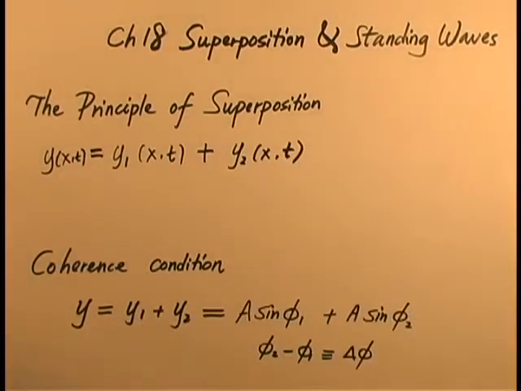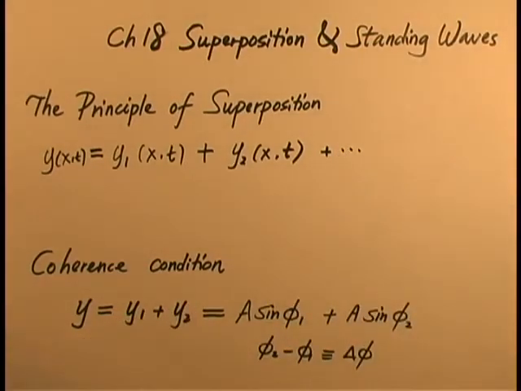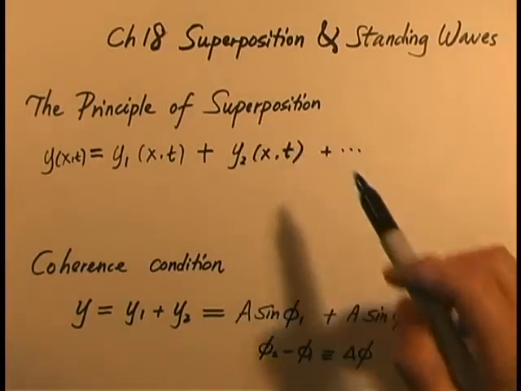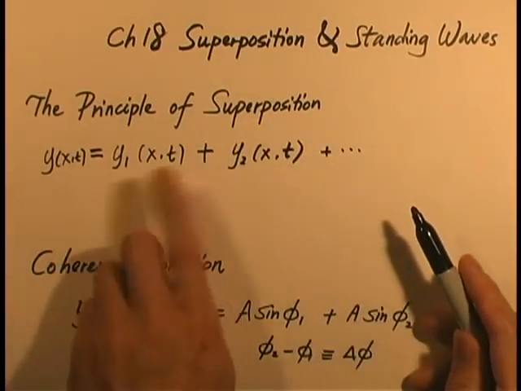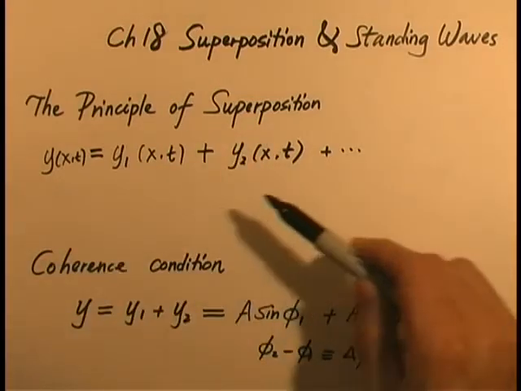Of course, if I had more than two sources, if I had a third source, for example, then I would add one more term, y3, and so on. This is called the principle of superposition. To be exact, this is the so-called principle of linear superposition, because you're just adding them up linearly. You don't square them and take a square root, nothing like that, just linearly.